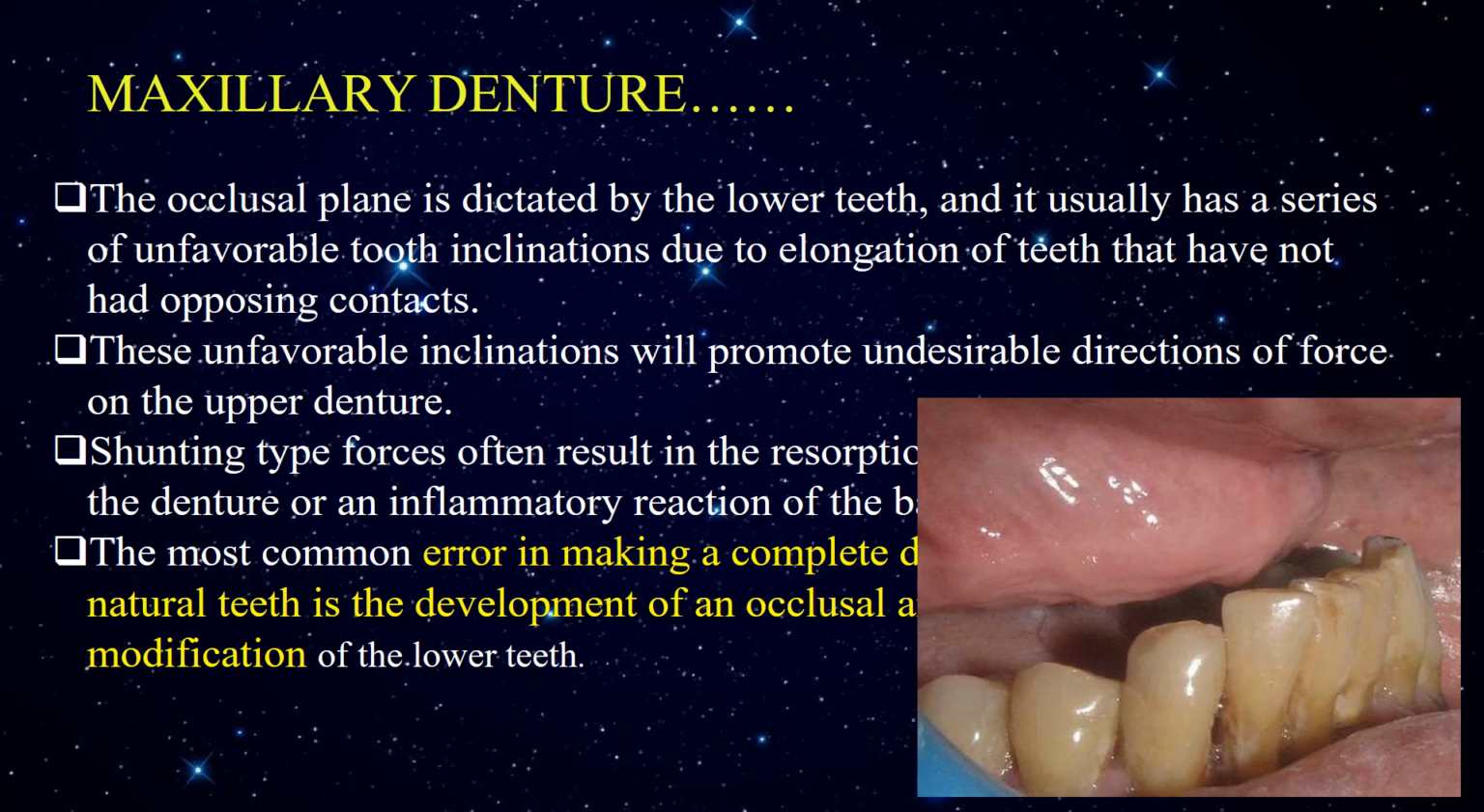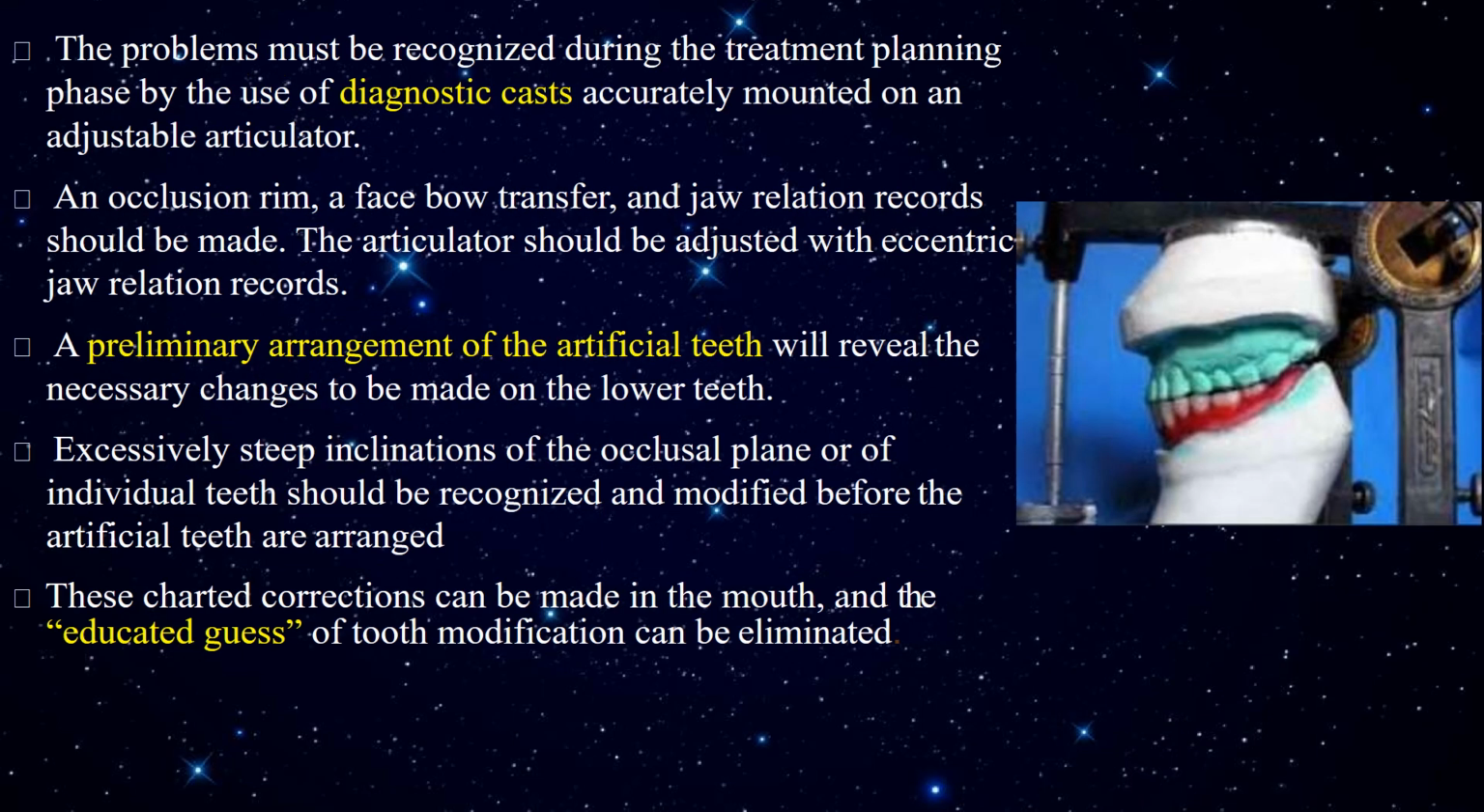So the most common error in making a complete denture opposing natural teeth is the development of the occlusal scheme. In such cases we need to first modify the occlusal scheme, and only then will a successful maxillary complete denture be made. The basic steps for complete denture fabrication are the same. We fabricate the occlusal rim, we perform orientation, facebow transfer, and horizontal and vertical jaw relationships are done.